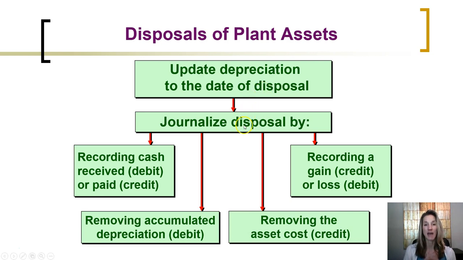And then we journalize, or record a journal entry into the accounting system, for the disposal by recording cash if it is received, or even if we have to pay cash to dispose of the asset, removing any accumulated depreciation from the general ledger that is related to the asset, removing the asset cost out of the general ledger, and the difference is recorded as a gain or a loss.